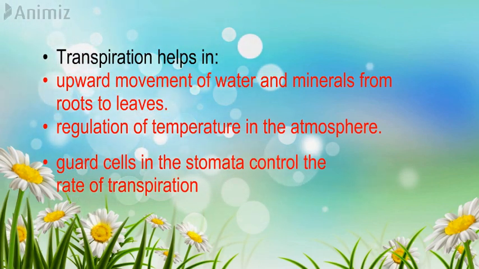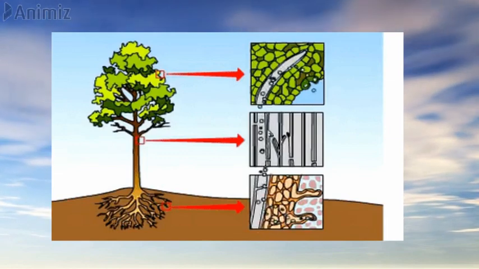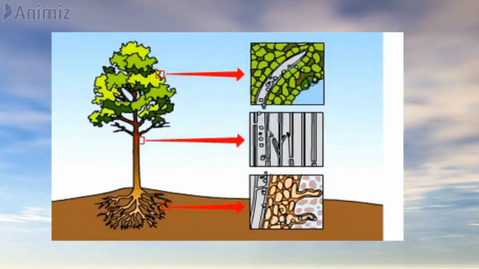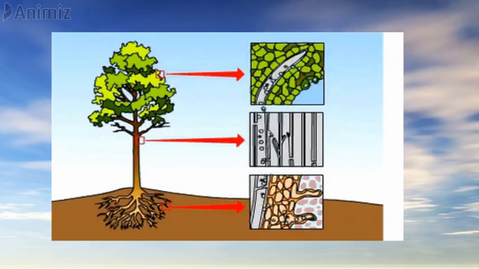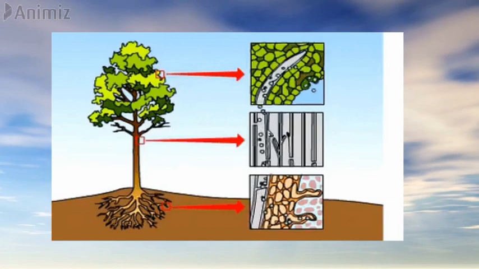Transpiration also regulates the temperature in the atmosphere. The guard cells in the stomata control the rate of transpiration. In this picture, you can see how the water molecules are absorbed by the root and excess water is given out through the stomata.